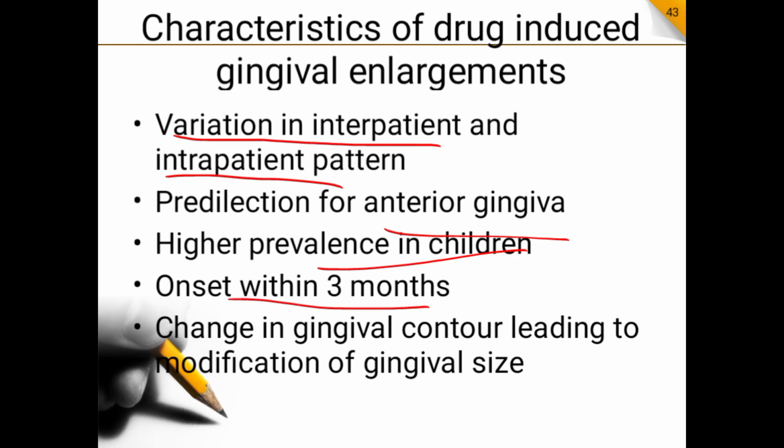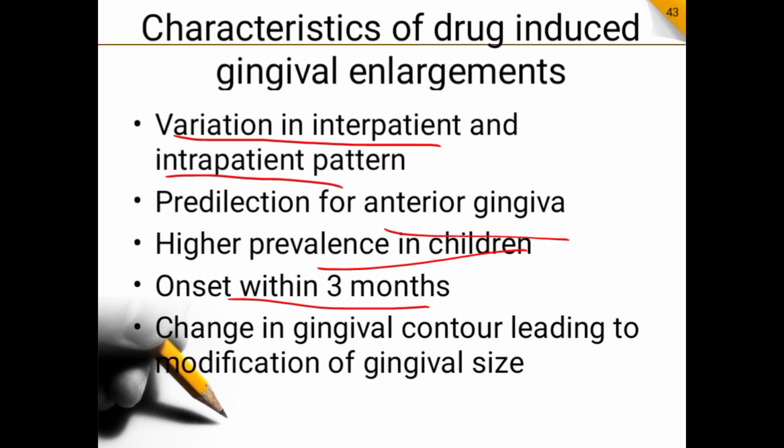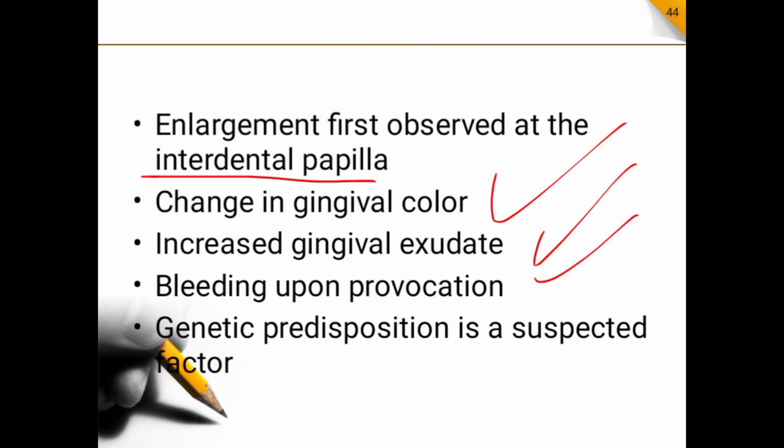Very important point: there is a modification in the gingival contour and size. Change in the gingival contour actually causes the modification in the gingival size. The enlargement is observed in the interdental papilla, which I have shown you. Then there are color changes, pus formation, and bleeding. Very important point. So there was a change in the gingival size that occurs within the 3 months, in the interdental papilla. Then the color changed, exudate was there, bleeding was there, and genetic factors can also be one of them.